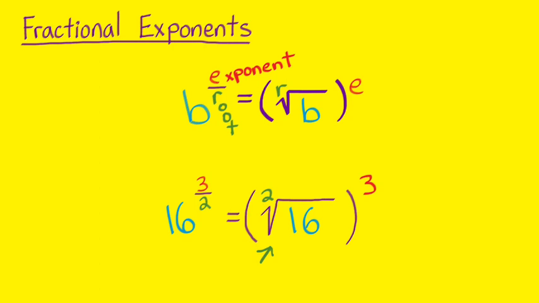So again, if I were going to solve 16 to the 3 over 2, I know that the root is the 2nd or square root, and the square root of 16 is 4. And then it's to the 3rd power, and 4 to the 3rd power is 64. So you do what's inside the parentheses first before you do the outside.